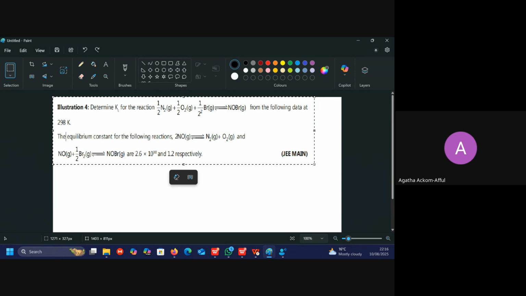Hello, Doc. Yes. When we reverse equation 1, it means that the new K1 is going to be 1 over 2.6 times 10 to the power 30. All halved. And then we multiply by 1.2. That will be the new Kc.